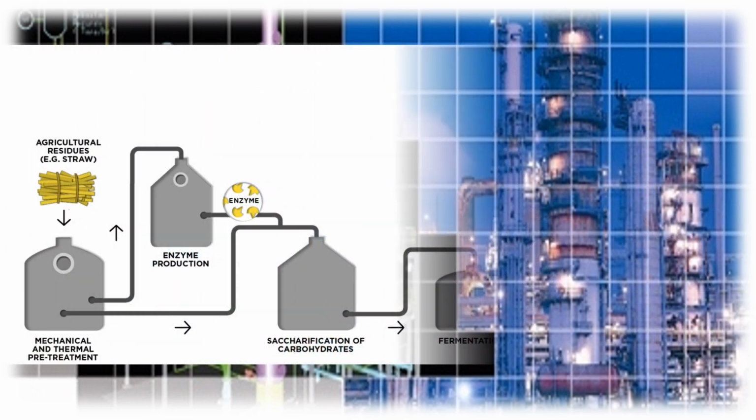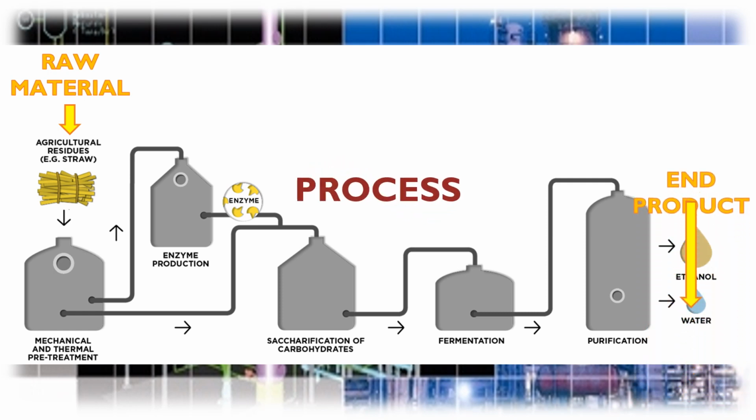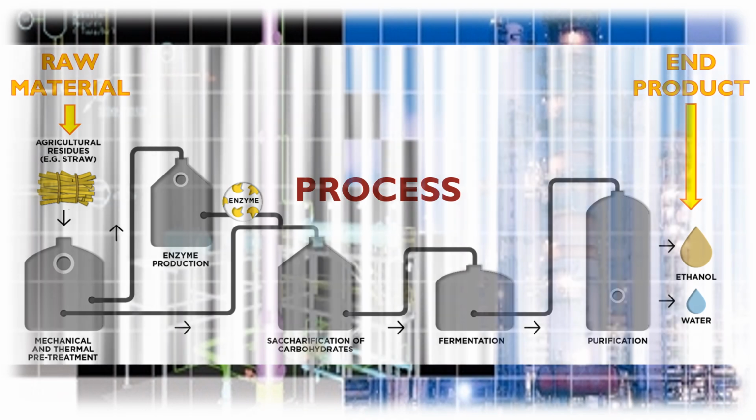Another example: agricultural residues, which are used as raw material, processed in cellulosic biomass process, producing ethanol as end product, which is used in the manufacture of drugs, plastics, lacquers, polishes, plasticizers, and cosmetics.